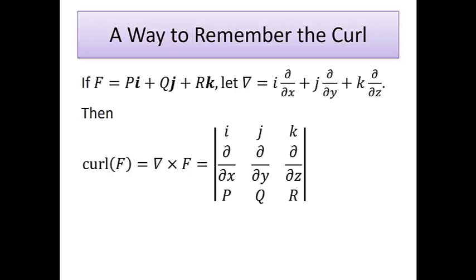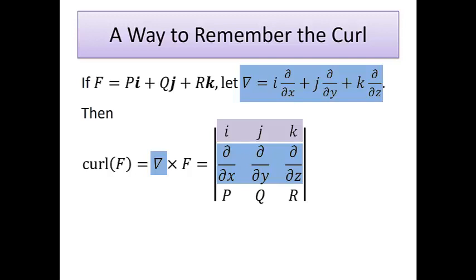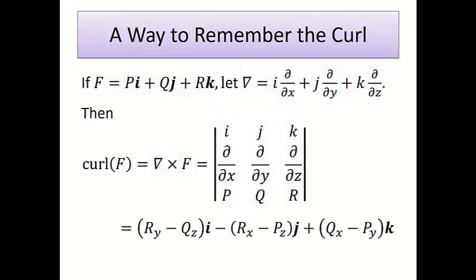And in this case, we can remember our curl of F to simply be the cross product of this gradient operator with F. So we'll create a 3 by 3 matrix whose first row is i, j, k, whose second row are those partial derivatives from our gradient, so partial derivatives with respect to x, y, and z, and whose third row are the components of F, P, Q, R, and then we'll take the determinant of this 3 by 3 matrix, or the cross product.